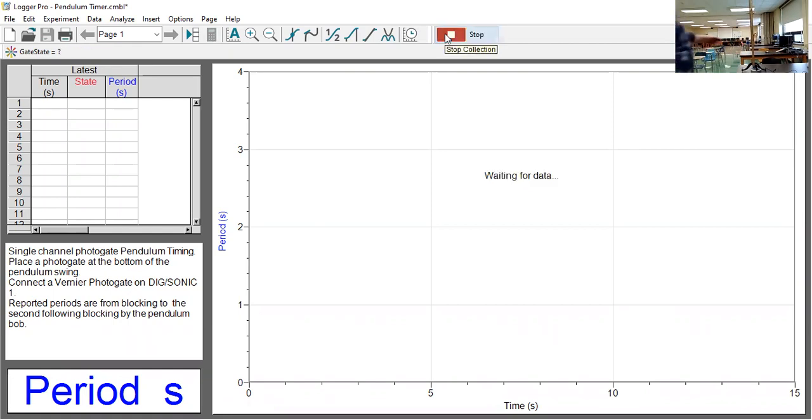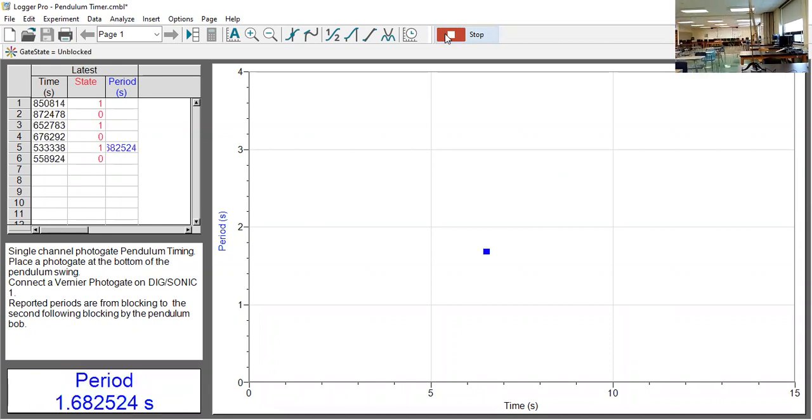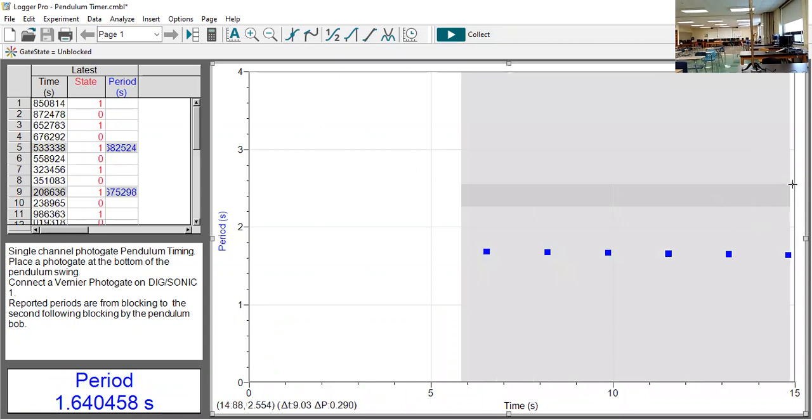All right, had to restart it. And there we go. We're getting some data points in. And it is the period. And you notice it looks pretty consistent. So I'm going to highlight this data and take the average.